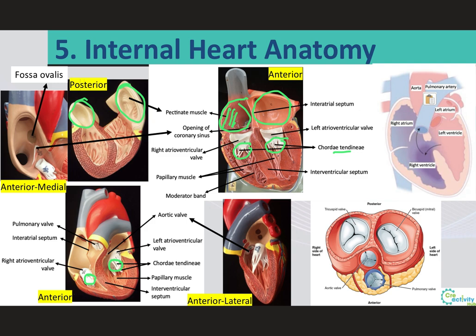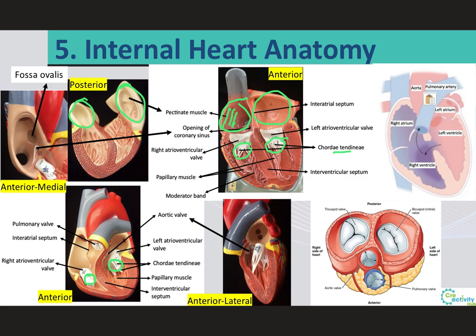Also, it makes sense that if you have a septum separating the ventricles, you will have one separating the atria, which is called the interatrial septum, as we can see on both of these models. Right next to the interatrial septum, we find two more structures. These are the fossa ovalis and the opening of the coronary sinus. The fossa ovalis, like the name says, is going to be an oval depression.